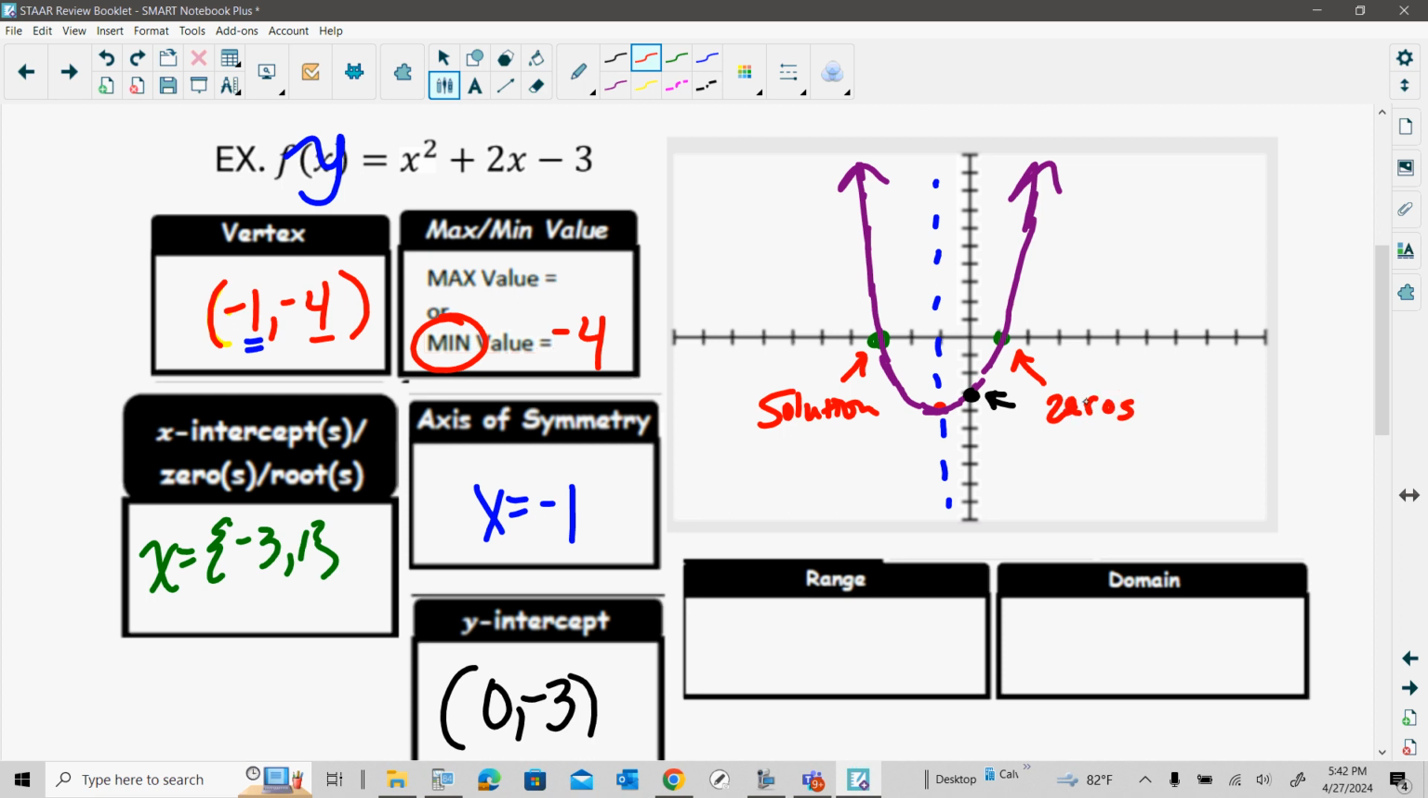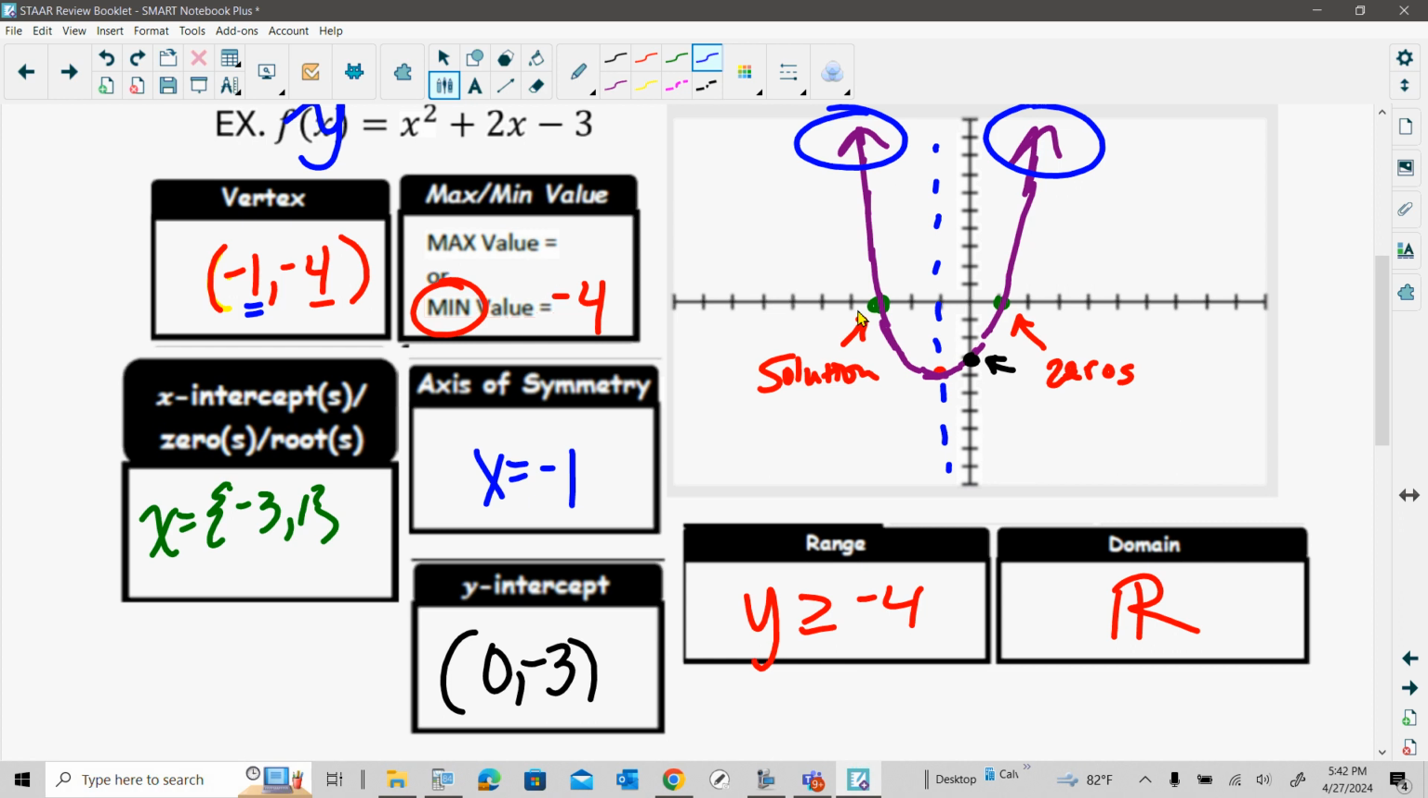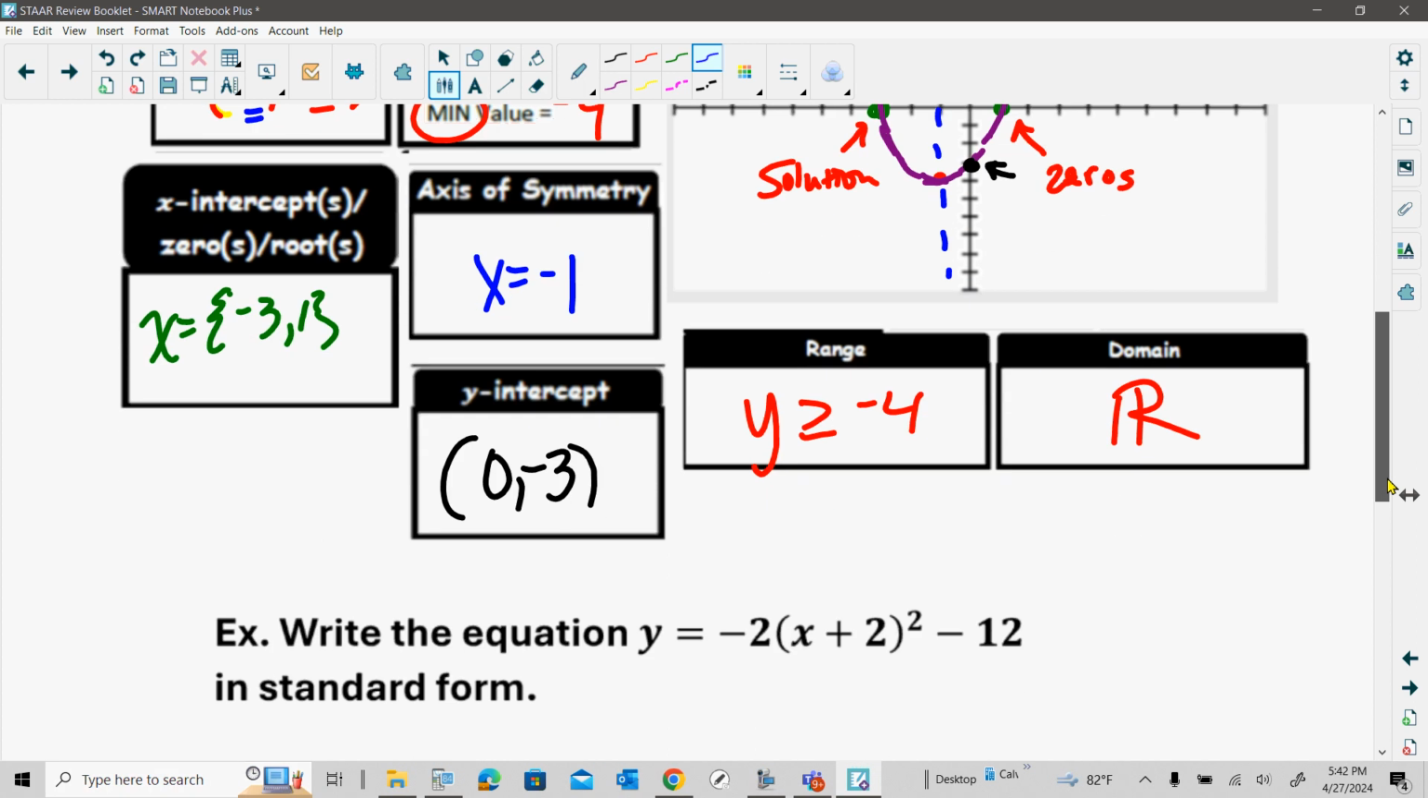As for my range, it correlates with my vertex. Since this graph is opening up and it has a minimum, then my range is greater than or equal to -4. Our domain is all real numbers. Anytime I see double arrows pointing up, we got all real numbers. Okay, so it's just going over the parts, making sure you can identify those using your graphing calculator to help you problem solve.